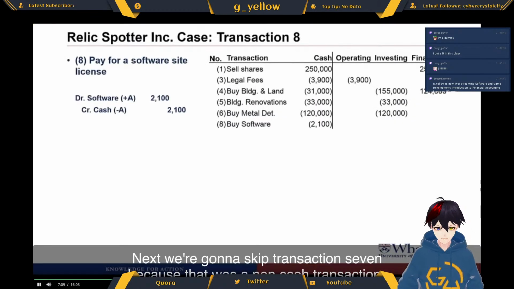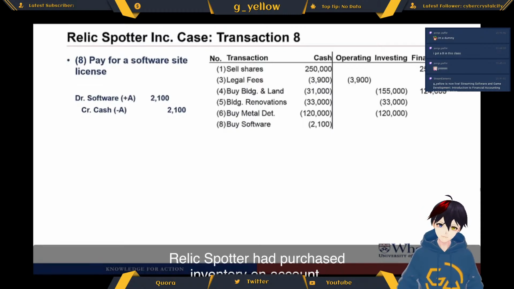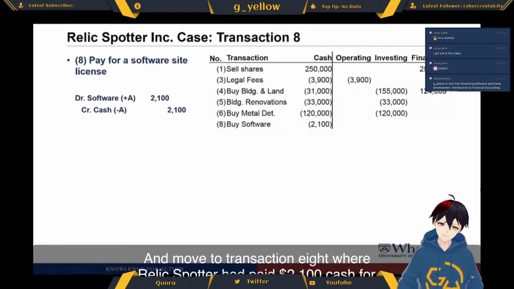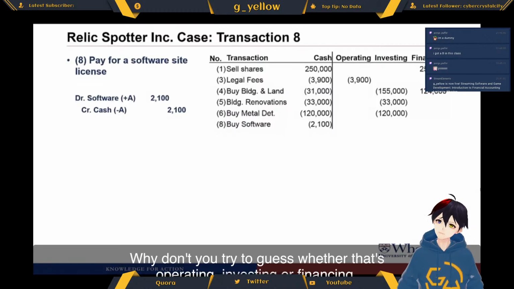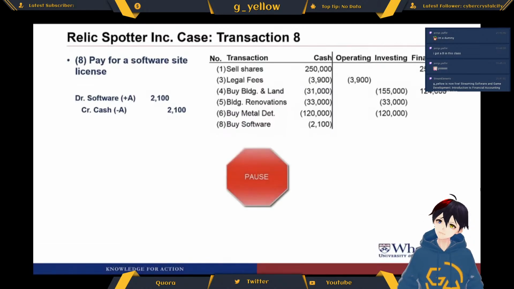Okay, next we're going to skip transaction 7 because that was a non-cash transaction. Relic Spotter had purchased inventory on account, and move to transaction 8 where Relic Spotter had paid $2,100 cash for a 3-year software site license.